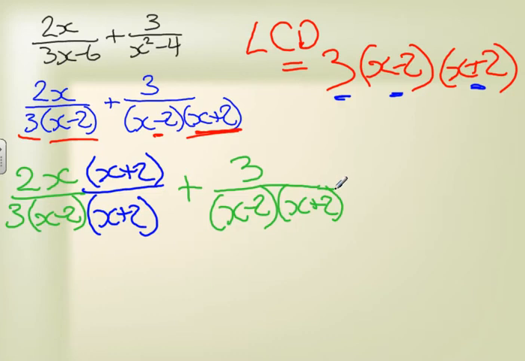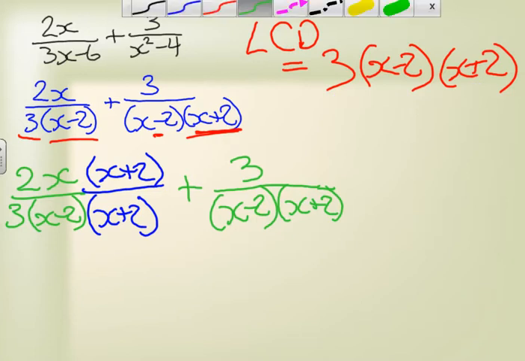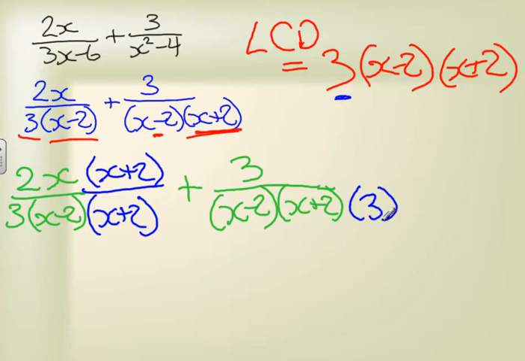Looking again at my LCD, my lowest common denominator, the first thing is a 3. I don't have a 3 on the bottom, so I have to times this by 3. I times the bottom by 3, so I have to times the top by 3. Okay, I look at x minus 2. Got one. Look at x plus 2. Also have one of them. I now have the same thing on the bottom on both sides.